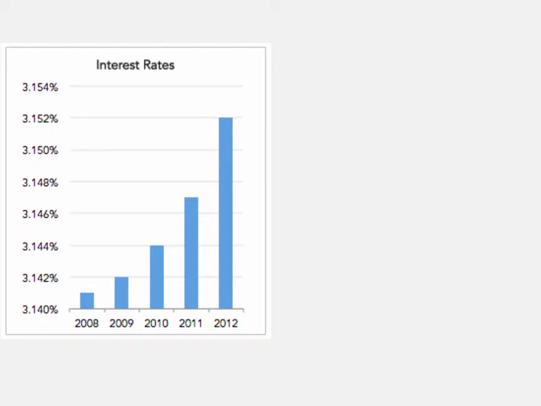But if you take a look at the scale on the left, the bottom of the graph is at 3.140%, and the top of the graph is at 3.154%. So while it looks like it's a big change, that actually isn't much of a change at all.